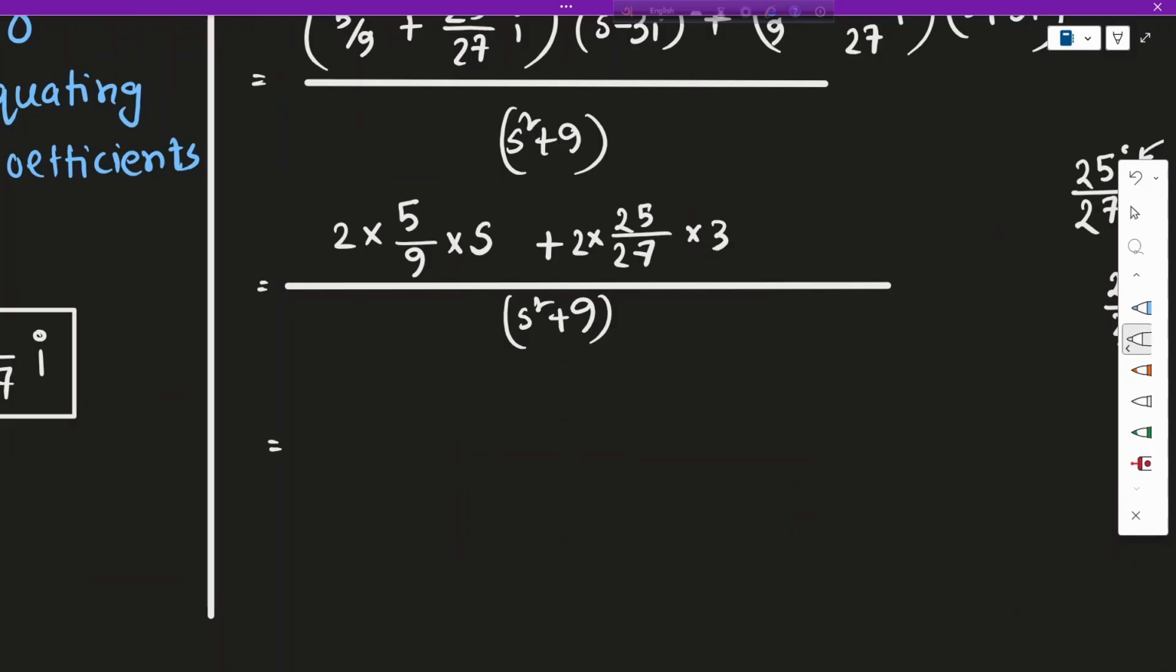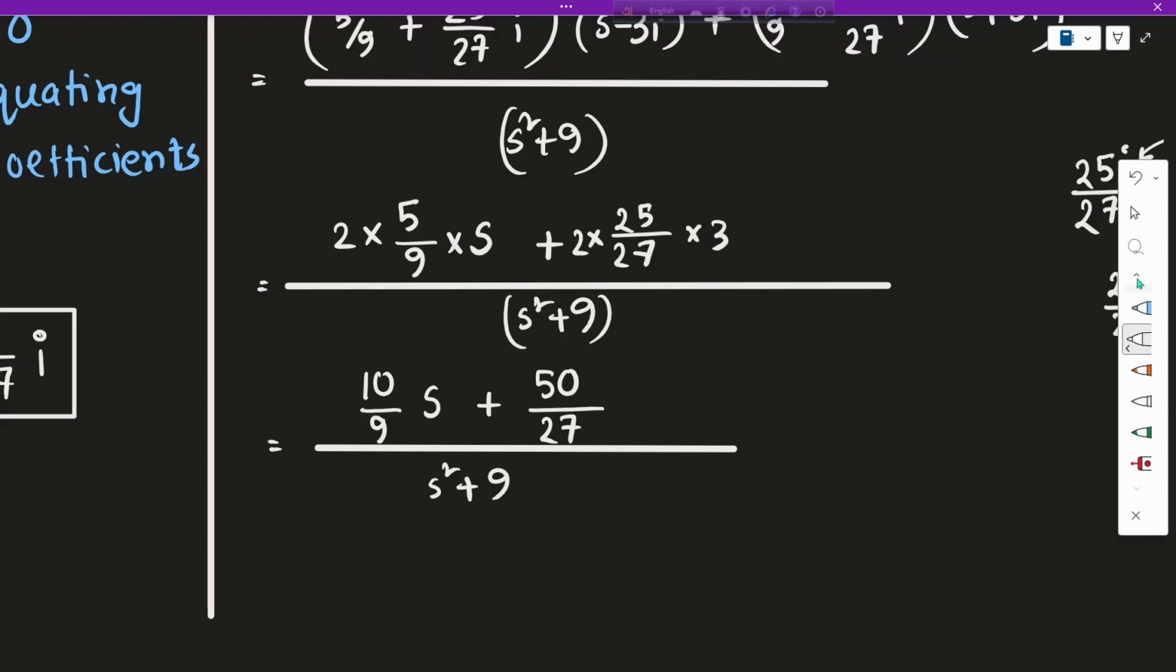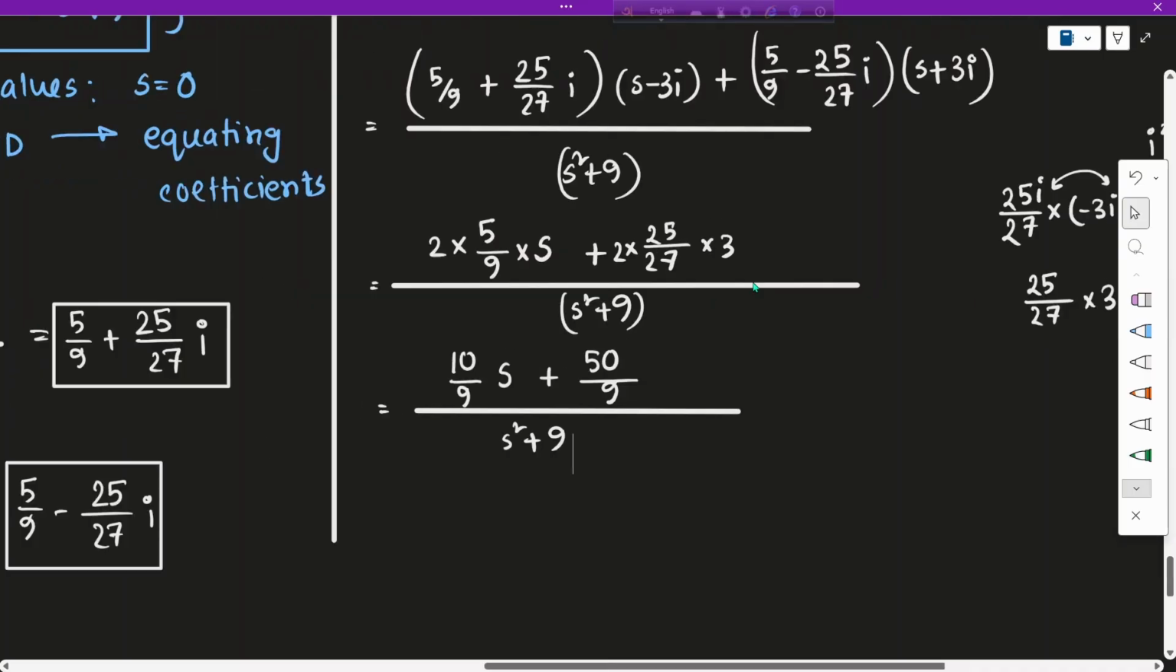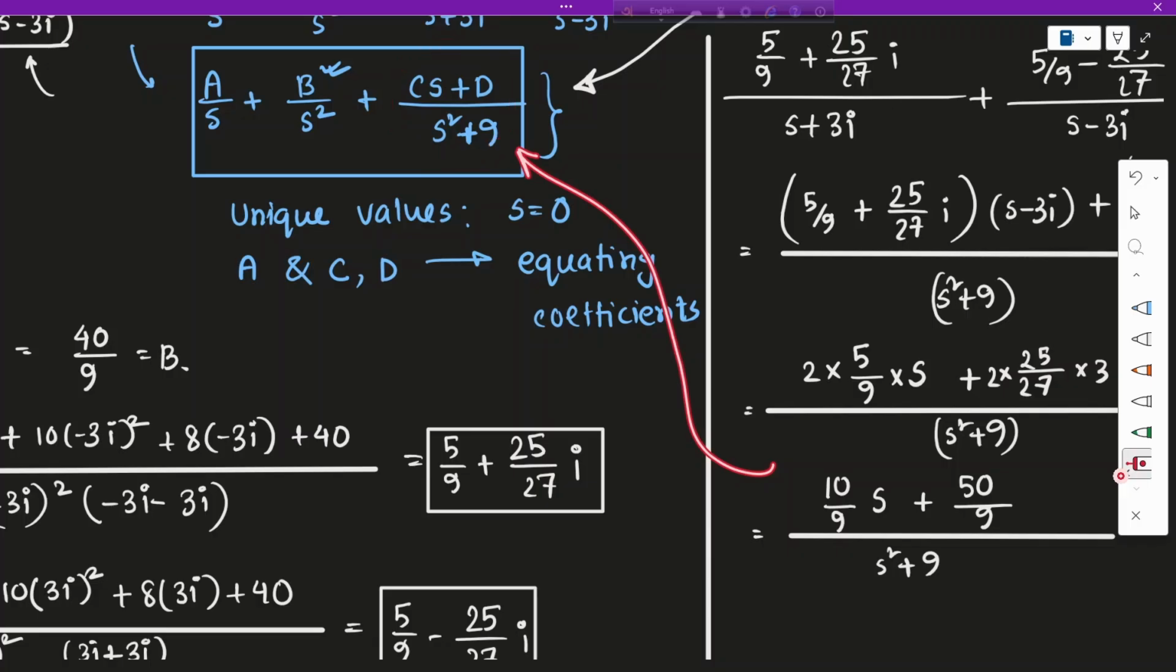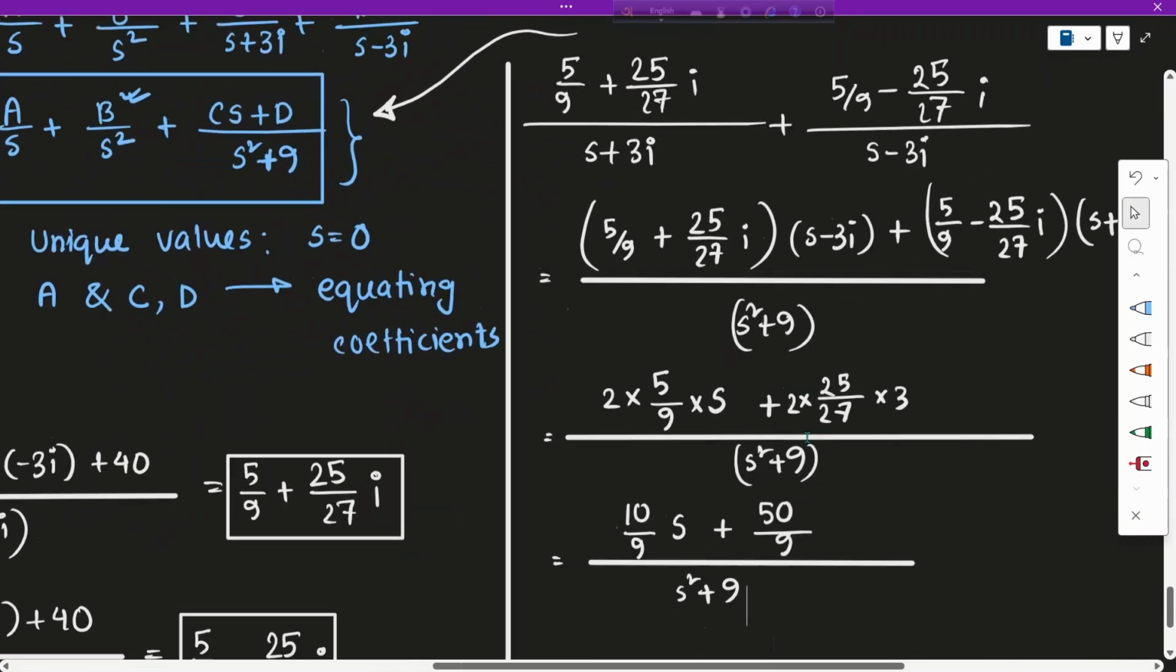Okay, so the final expression becomes s squared plus 10 by 9 times s plus 50 by 27. So it's going to be 50 by 9, actually. 50 by 9. Okay, so this is s squared plus 9. All right, so you see, if we compare this form with the traditional one, we can see that these two forms are exactly the same. We have found the coefficient of s and we have found the constant part, and we have found it quite easily just by using complex numbers.